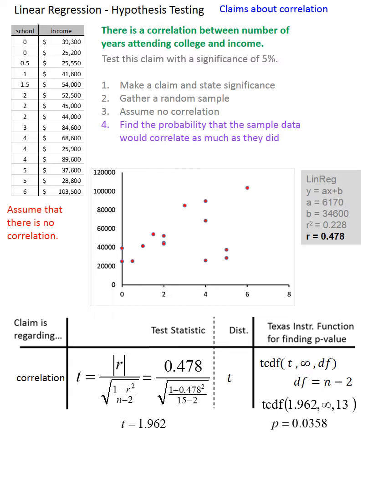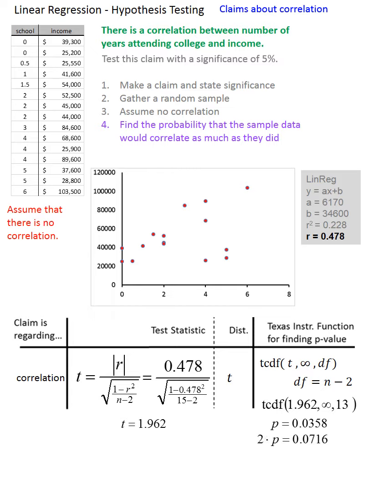And the calculator will show that that probability works out to about 3.5%. Now, what does this 3.5% roughly mean? It means if the null hypothesis is true, if there is in fact no correlation between these variables whatsoever, there's only a 3.5% chance that the correlation coefficient could have been 0.478 or higher with this sample size.